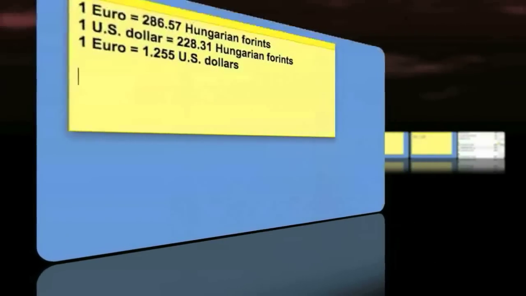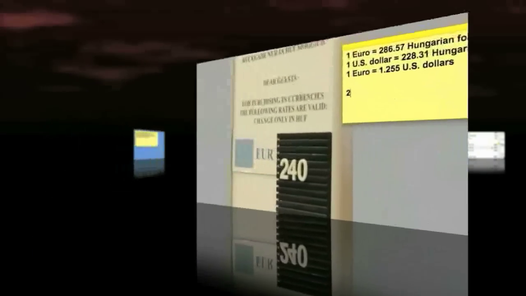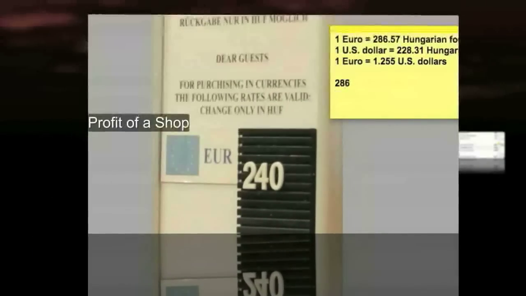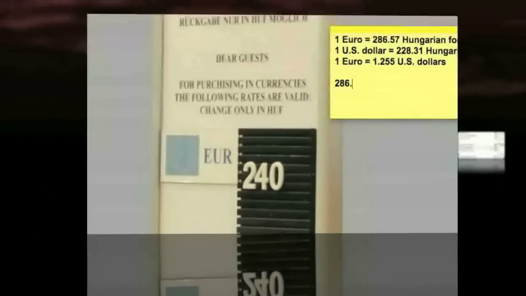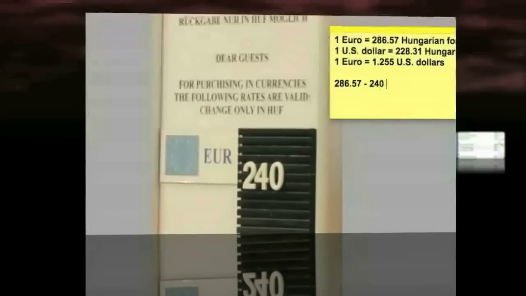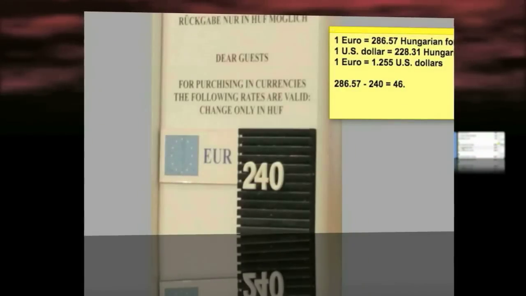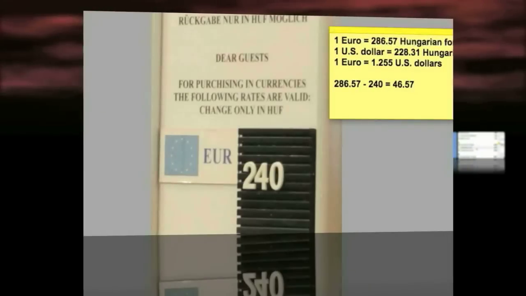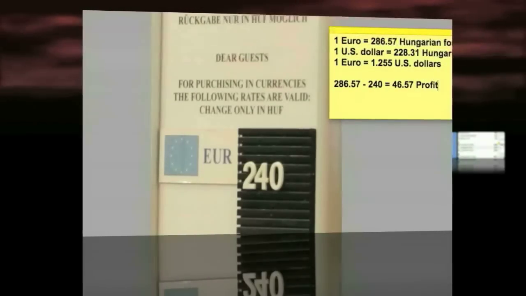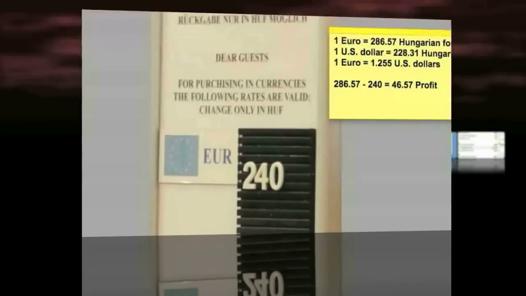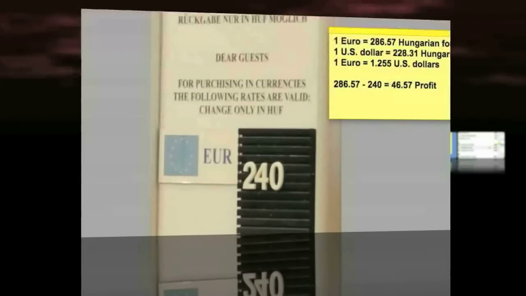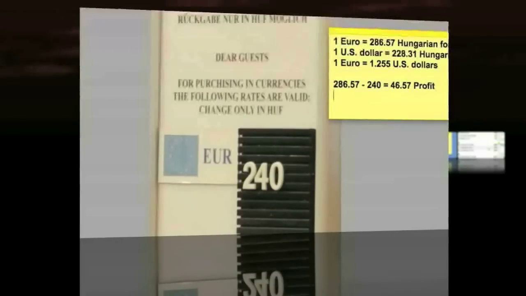Let's examine what kind of prices we find on the street today. In a shop they give 240 forints for 1 euro. This is not a fair price. Let's calculate how much profit they are making from us. They make 46.57 forints on each euro. I don't like when somebody tries to make money on me.